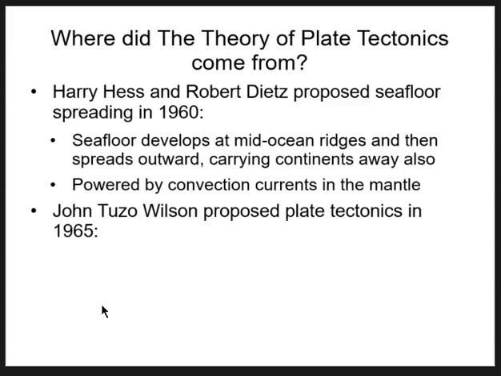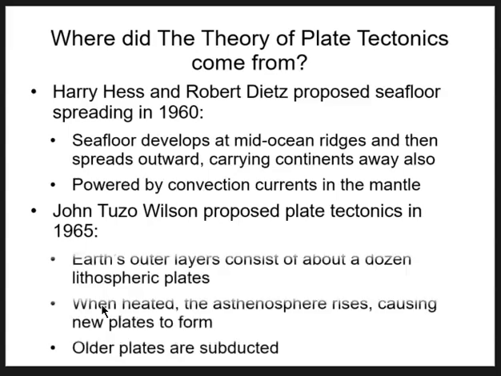And then finally, in 1965, John Tuzo Wilson proposed the full explanation. So Earth's outer layers consist of about a dozen lithospheric plates. When heated, the asthenosphere rises, causing new plates to form, and older plates are then subducted and destroyed.